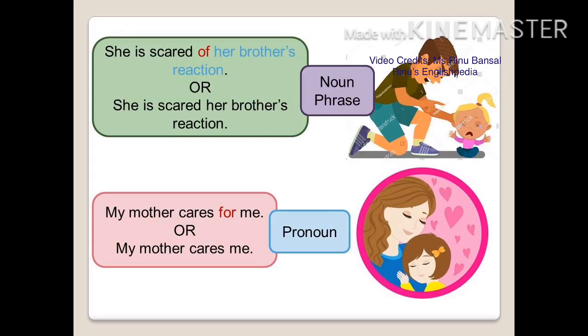Now compare this sentence with the next sentence: She is scared her brother's reaction. Does this sentence make sense, or does the first one make better sense? In the sentences, my mother cares for me and my mother cares me, it is clear that the first sentence, my mother cares for me, makes better sense because of the preposition for. Thus, we can understand how important prepositions are for a sentence.